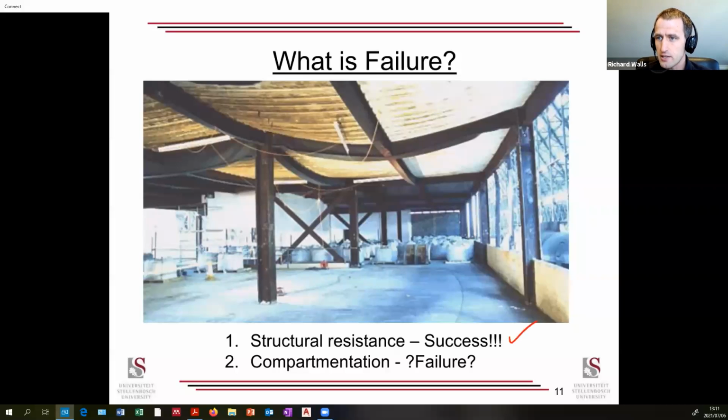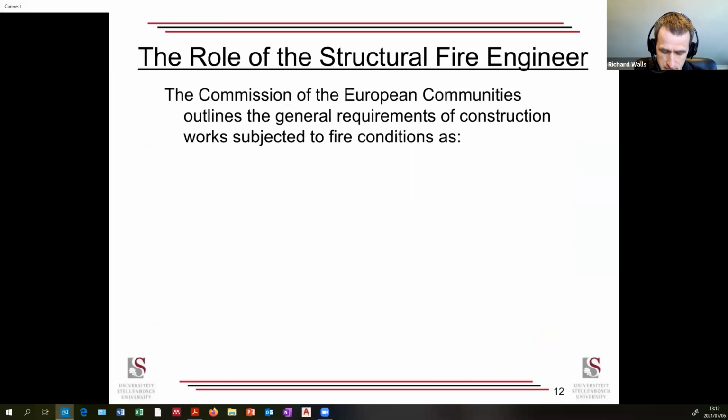Yay, my building's still standing, no one's dead. We'd either have to repair or replace the structure, but everyone got out. Compartmentation, well, that depends now. As my structure deflects, perhaps I had a wall here that was preventing fire spread from one zone to another. But as I got large deflections, suddenly gaps opened up, especially if it was on the floor above, and then my compartmentation failed. So then there was fire spread throughout the building. Perhaps then I have a failure. So we've also got to look at, what do you mean by pass? What do you mean by failure? What is success? So let's have a look at the role of the structural fire engineer.